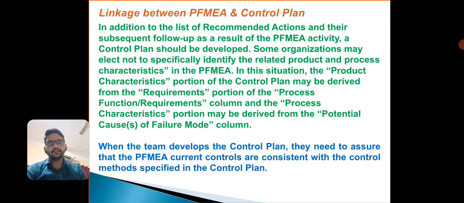Some organizations may elect not to identify the related product and process characteristics in the PFMEA. In this situation, the product characteristic portion of the control plan may be derived from the requirement portion of the process function requirement column, and the process characteristic portion may be derived from the potential causes of failure mode. When the team develops the control plan, they need to assure that the PFMEA current controls are considered along with the control methods specified in the control plan.